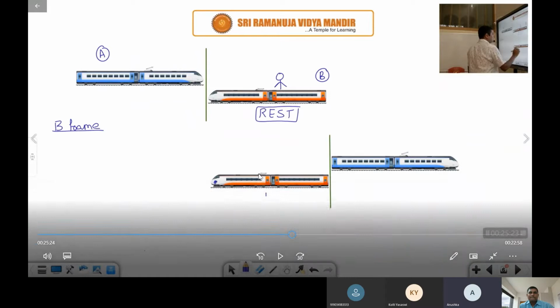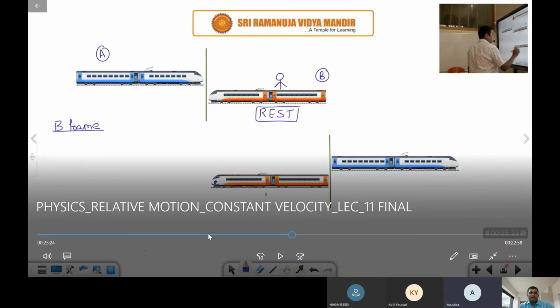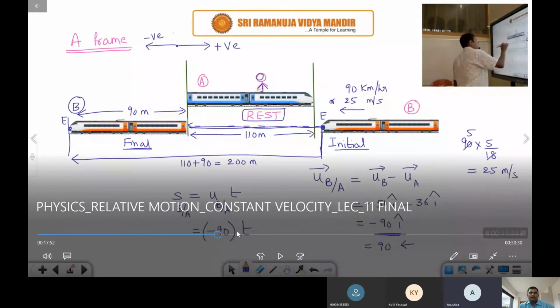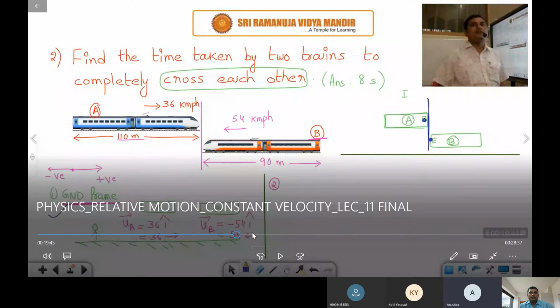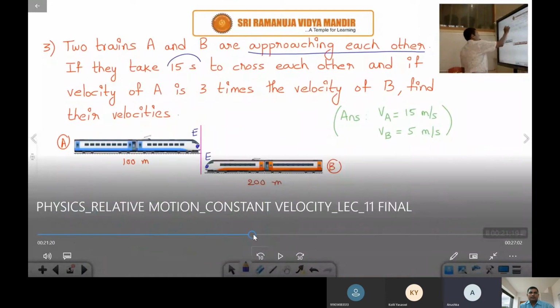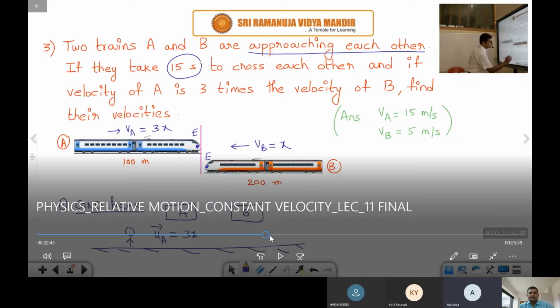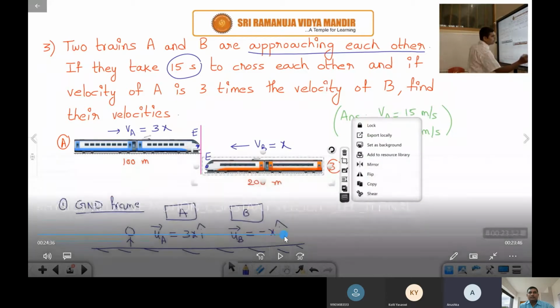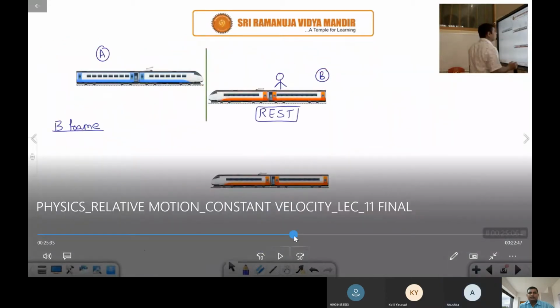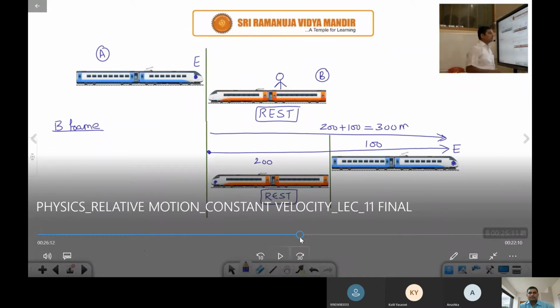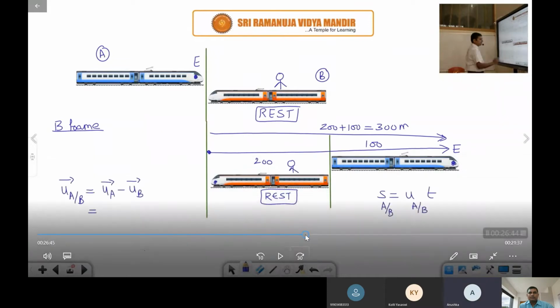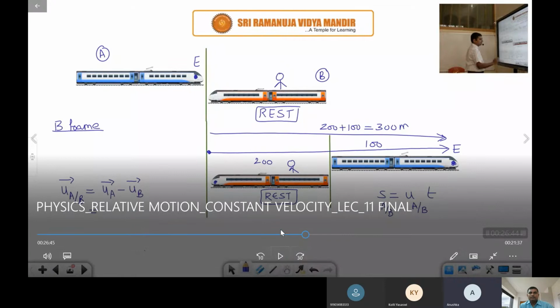Sir, 100. Sir, can you show what was the value of B as well? 100 and 100, 200. 100, sir, 200. 300 meters. Correct. So it has to travel 300, plus or minus? Plus. Why? Because it is towards the right side. Generally, we take right side as positive.